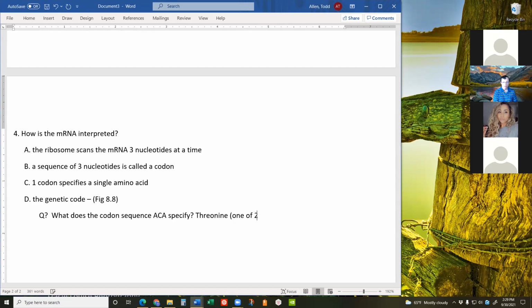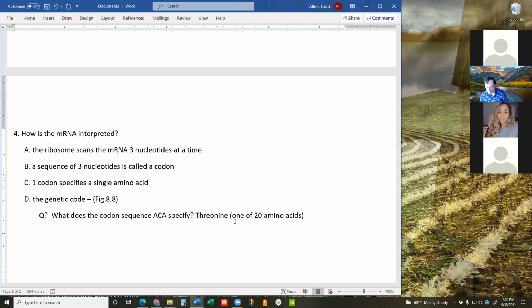One of 20 amino acids. So the sequence of the codon, the triplet sequence of the codon, is interpreted by the machinery of the ribosome to tell the ribosome, okay, here's the next amino acid that I need to link into the polypeptide chain. It scans along the messenger RNA, 3 nucleotides at a time, 1 codon at a time, and it just keeps linking on the amino acids like a ratchet motion, as you saw in the video.